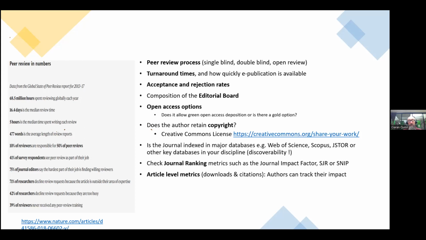Open access options, then, as I've mentioned, does it allow green open access deposition, or is there a gold option? And if there is a gold option, maybe is it covered by one of the deals we'd have with publishers, so they'll waive that article processing charge? That could be a consideration. Does the author retain copyright? And you can check the Creative Commons license. And there will be kind of preferred versions of that, which we can advise you on. Different Creative Commons licenses. Is the journal indexed in major databases?